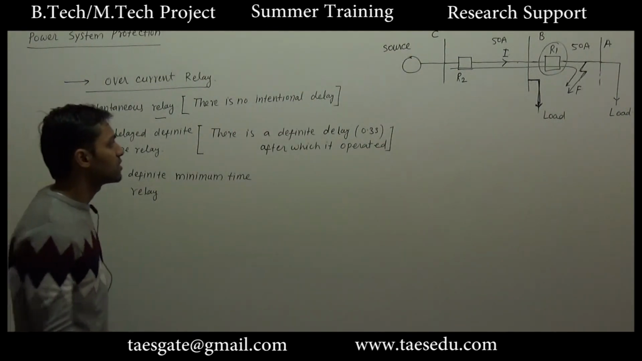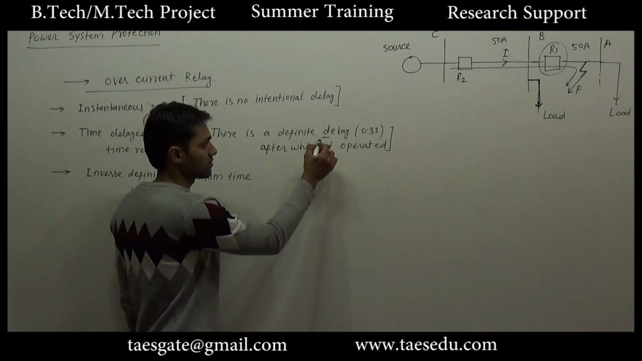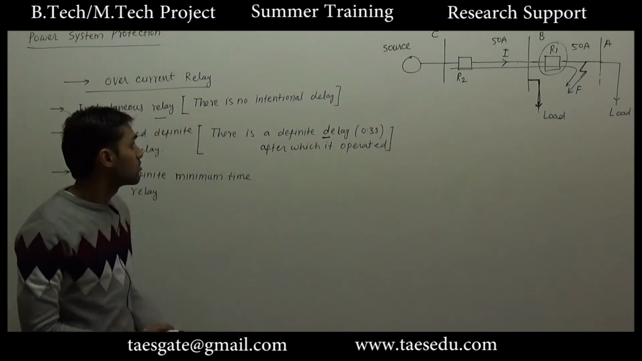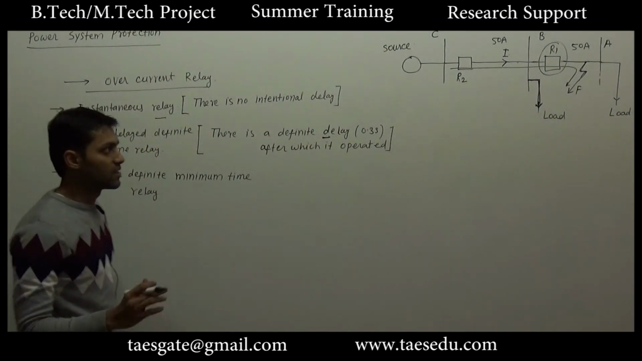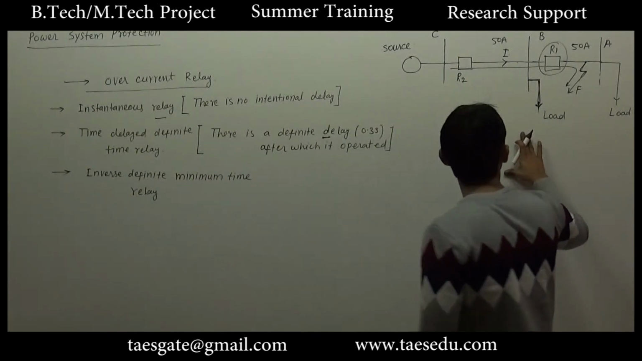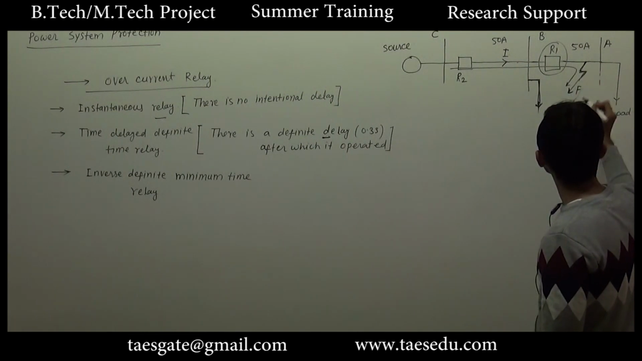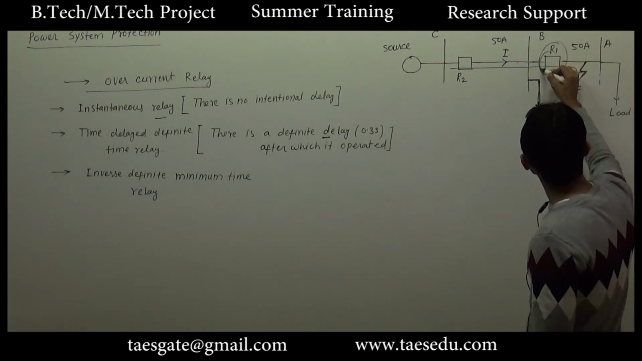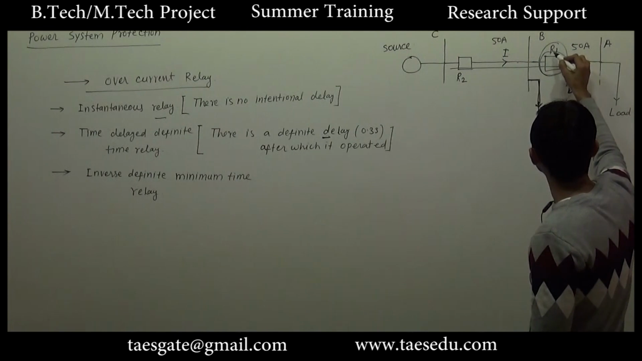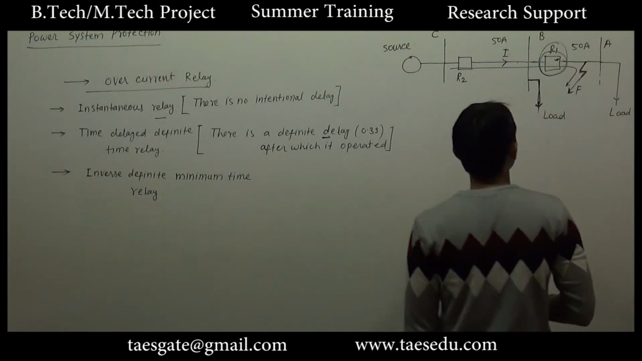There may be a question, why provide a delay? The relay should always operate instantaneously. But looking at this example, consider the fault at this point. What we want is for this relay to operate. The desired operation is operation of relay 1 first.